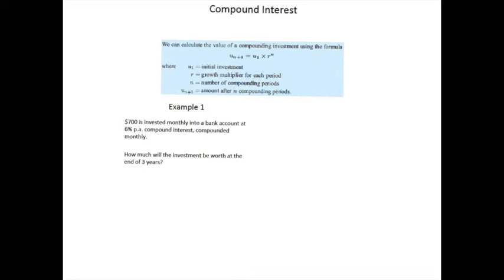as U1 and R. But when we've already got a nice formula that we know, why don't we just use that? But I just want you to appreciate that it is actually a geometric sequence. Let me explain why. Look at the blue: it says we can calculate the value of a compounding investment using the formula U(n+1) equals U1 times R to the n. Now wait a minute. What is that formula from Year 10 that we actually know?